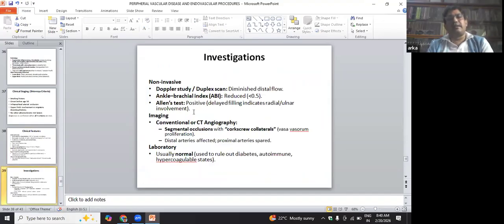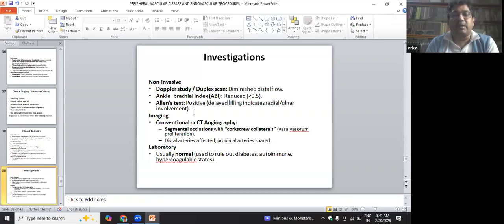Now, investigation. Again, there are non-invasive and invasive investigations. Doppler study or Doppler duplex scan, and ankle brachial index, which is a feature of chronic limb ischemic disease, is reduced to less than 0.5. Allen's test for the upper extremity. There is imaging, conventional or CT angiography: segmental occlusion with corkscrew collaterals is seen. Distal arteries are affected, proximal arteries are spared.